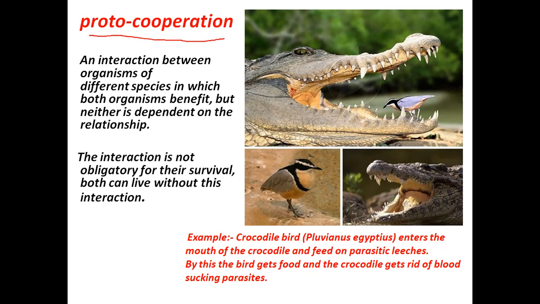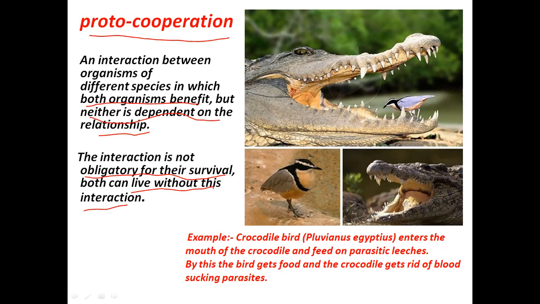Then we have proto-cooperation. Proto-cooperation is also a type of positive interaction. So this is an interaction between different species in which both organisms benefit each other, but neither of them is dependent on this relationship. It is more or less the same as mutualism, but mutualism, I already told you, is mandatory or obligatory, but proto-cooperation is not obligatory. It's not necessary for their survival. These interacting species can live without this interaction, or they can live separately.